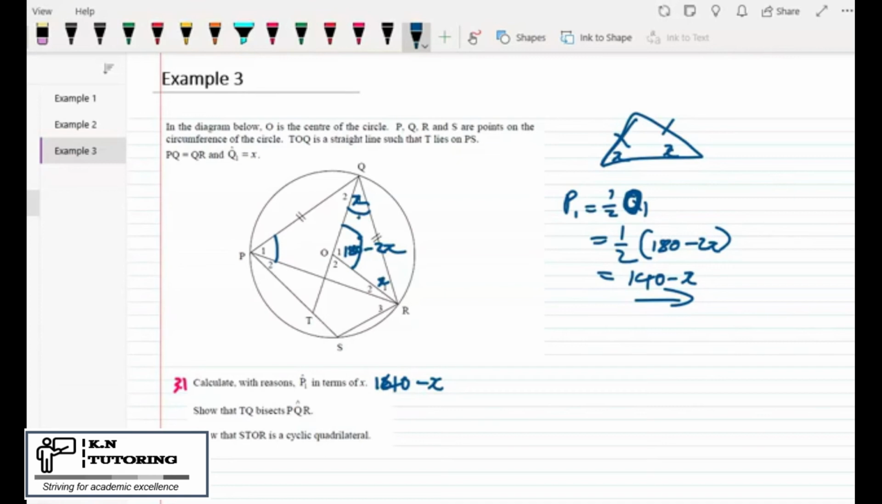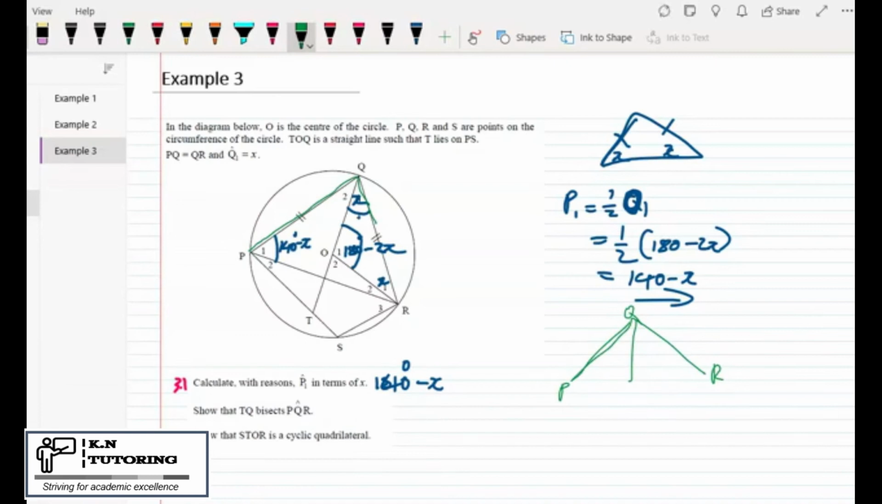So we've proved that, okay, we mentioned that this is 140 minus X. Just that this diagram is a bit small, so I can't squeeze everything in. Show that TQ bisects PQR. So how do we prove that a line bisects an angle? So let's see what P is. PQR. So we've got the situation like this, and we've got the line. So we've got P, Q, and R.